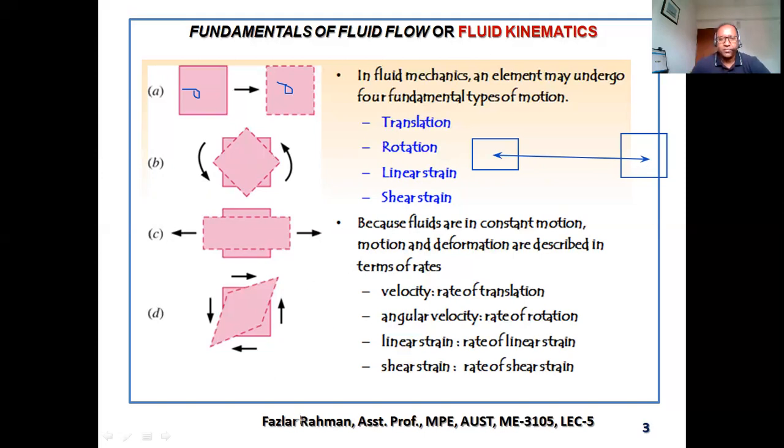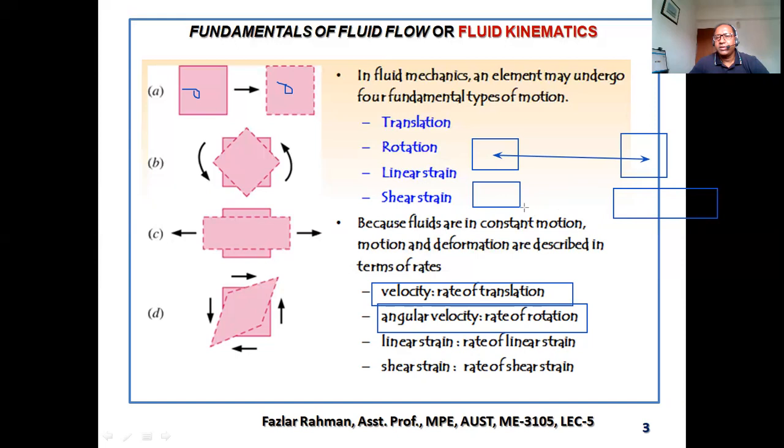So that is called velocity, the rate of translation. Similarly, you can figure out at what velocity the fluid element is rotating. So that is called angular velocity, or rate of rotation per unit time. Then, right, this one: your fluid particle is at a point right over here, but after a certain time, the fluid particle came over here. So you see linear strain happening over here, but it takes some time. I will figure out how much time it takes to move from point 1 to point 2. So that is linear strain. So the rate of linear strain you can figure out.